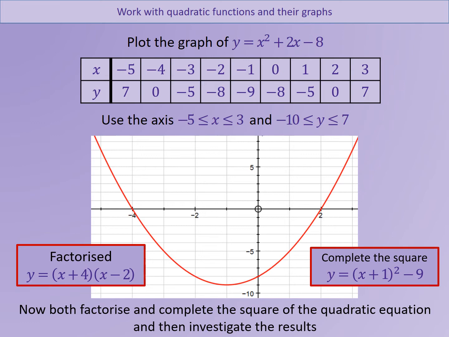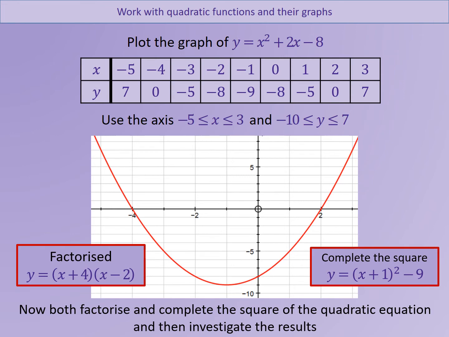Also, completing the square has a very relevant part to play in quadratic graphs, because it will tell us where the minimum point, or sometimes of course it'll be the maximum point, is. We sometimes call it the stationary point, we sometimes call it the vertex, we sometimes call it the turning point. So there's lots of different names for the minimum point on this curve, but you will notice that the minimum point is at (-1, -9).